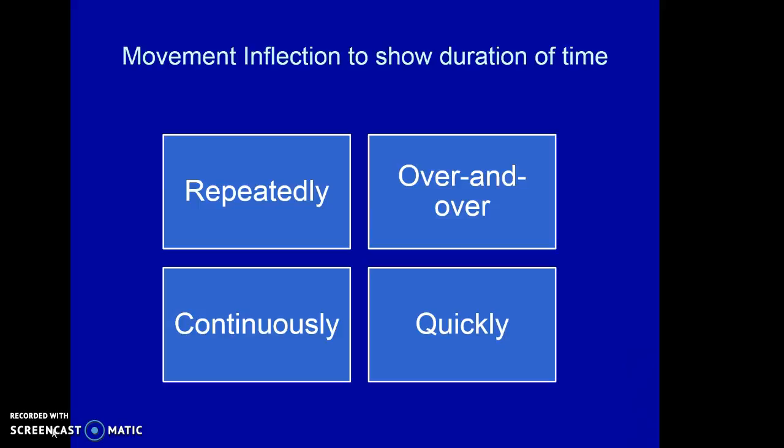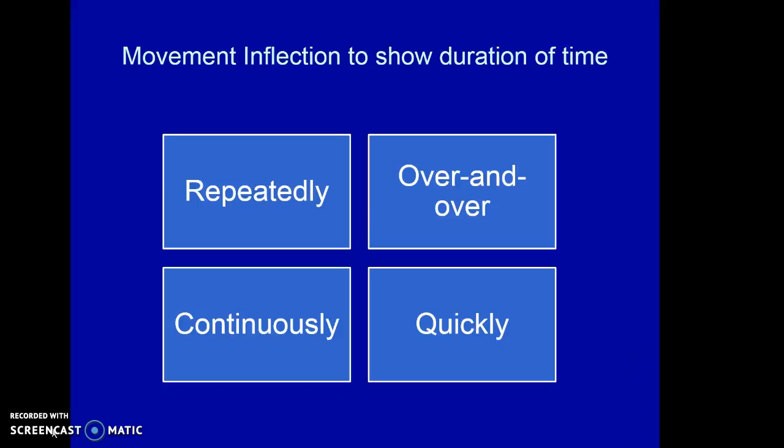That can be contrasted with the continuous motion. The motion that gives the idea of something that happens for a long time without a break. So to stare at. Now that gives the idea that I'm just looking for a long time at one particular thing, whereas repeatedly gives the idea that I look and then maybe I do something else, and then I look and I do something else.